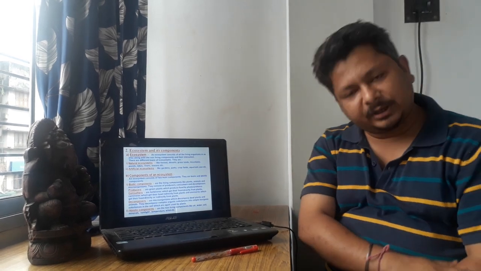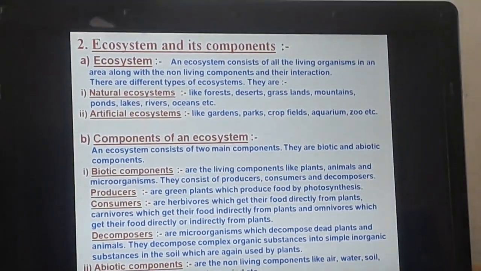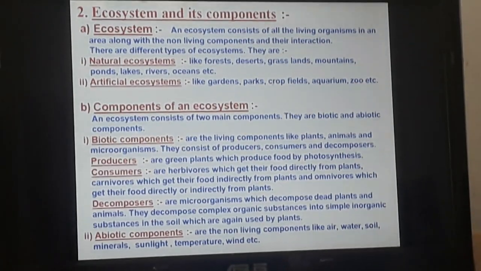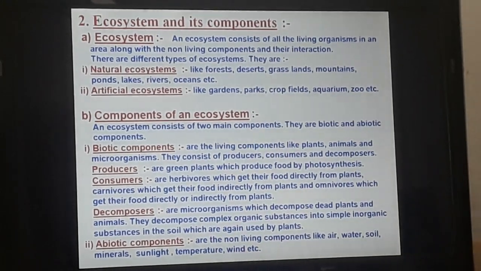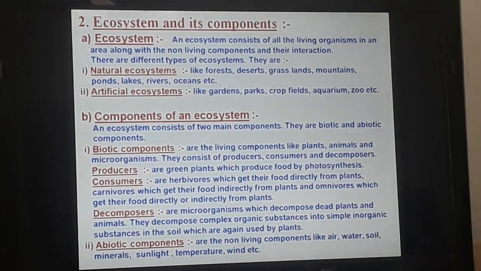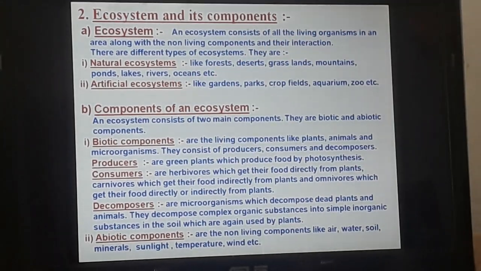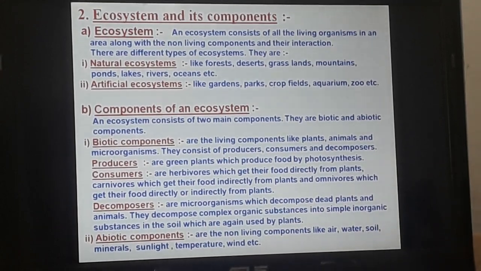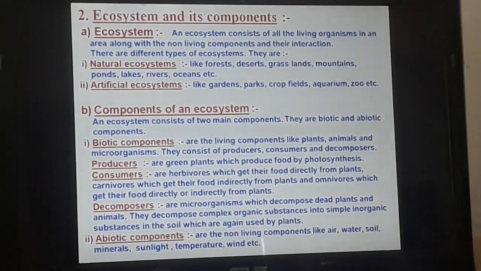Now there are basically two types of ecosystem you can see here. One is the natural ecosystem, the other is the artificial ecosystem. In the natural ecosystem, you have the forests, deserts, grasslands, mountains. They are prepared by nature, we have not prepared them. So they come under the natural ecosystem. Ponds, lakes, etc., all come under the natural ecosystem. When you talk about the artificial ecosystem, like the gardens, parks, aquarium, zoo, we have made them. It is a man-made ecosystem, therefore it is called an artificial ecosystem.